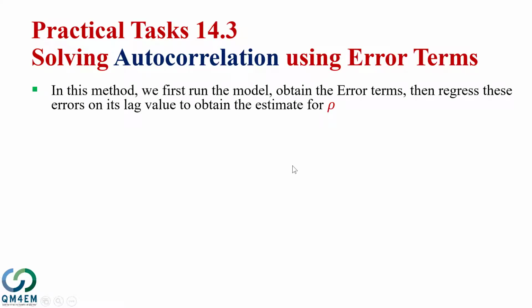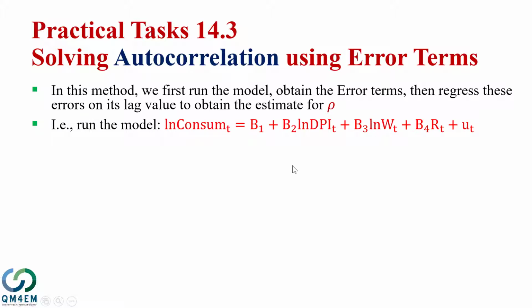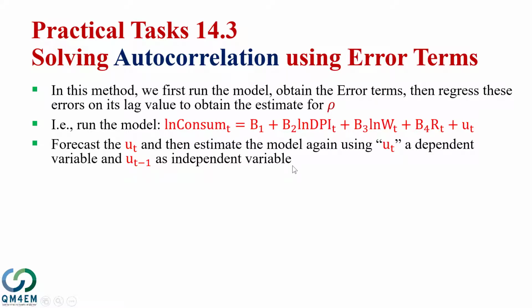This time we run the original model, the consumption function, which we ran a while ago, and then we use the lag value of the error term, and regress the original error on the lag value to obtain the value of the rho parameter. That means first I have to run this consumption model, which we keep on running again and again, forecast the residual from this original model, and calculate its lag value u_t minus 1. Then I run a new model with u_t regressed on u_t minus 1, and the coefficient of u_t minus 1 will be the value of rho.